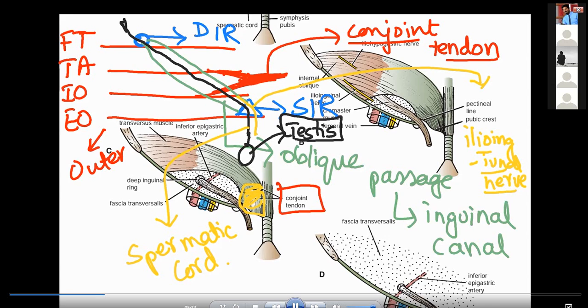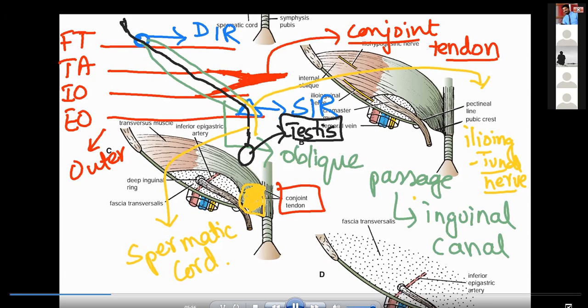Okay, what is deep inguinal ring? Defect in fascia transversalis. What is superficial inguinal ring? Defect in external oblique aponeurosis. And this oblique passage or pathway which is forming here, this is known as your inguinal canal.